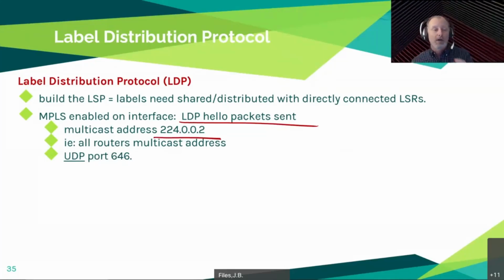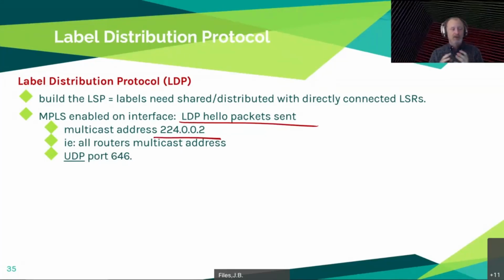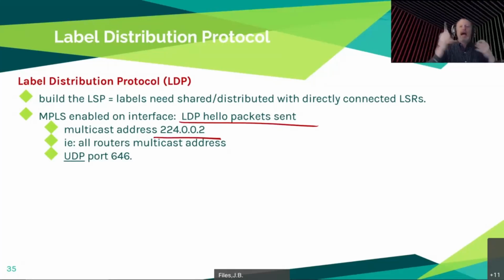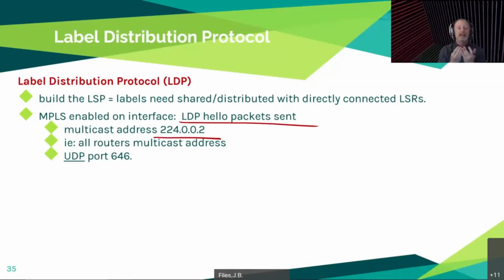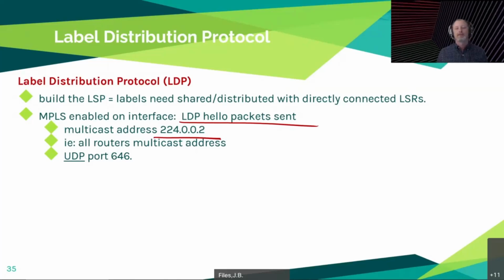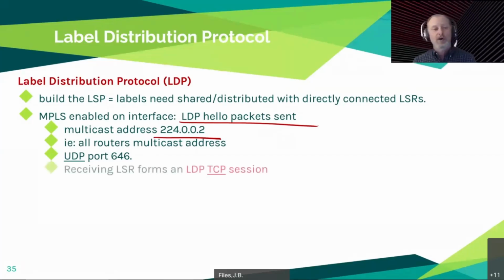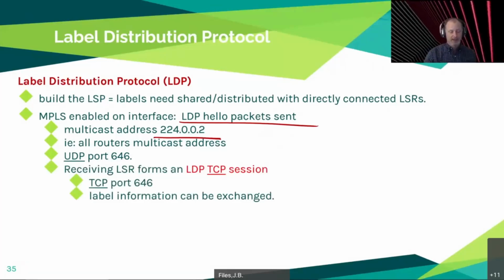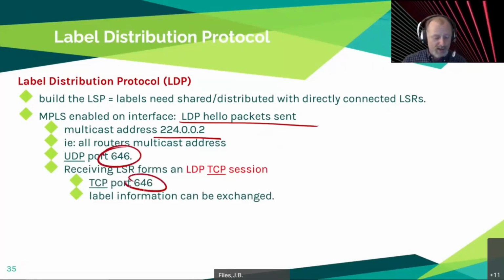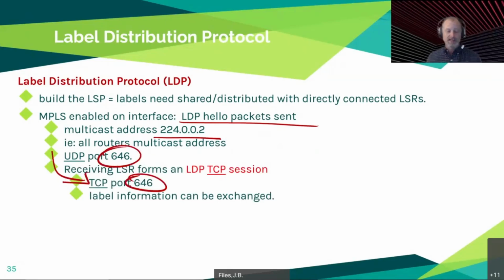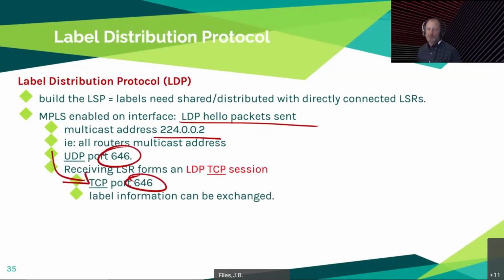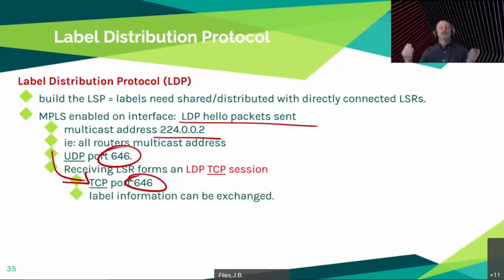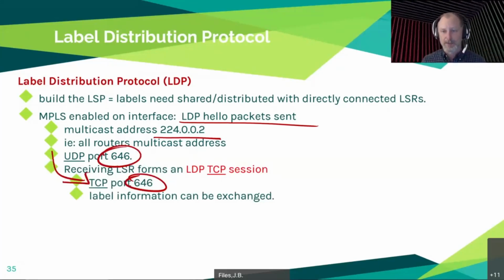All right, now once a router receives a hello packet, we're going to make a transition from just UDP, which is just thrown out there, to actually forming a TCP connection between the two routers. So now we're going to form a TCP connection on port 646. At least the port numbers remain the same. We're just going to switch from UDP to TCP, so you don't have to try and remember two different port numbers. Now at this point, we can actually exchange label information.